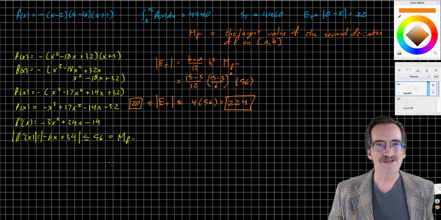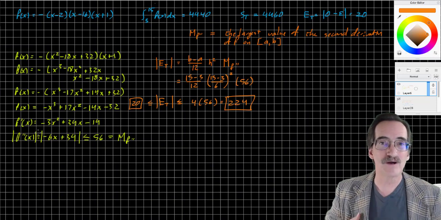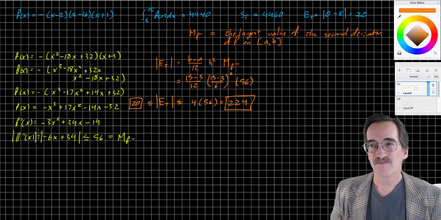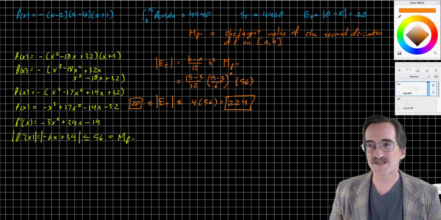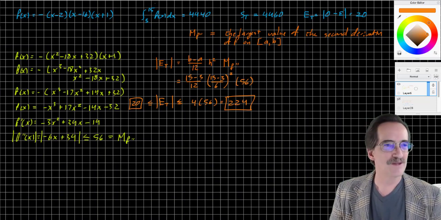Hopefully that helps. That's the second derivative, and if you find the error formula of Simpson's rule, there's a fourth derivative, so that's lots of fun. But if you have trouble finding the maximum or minimum value, try graphing it. You can often make a lot of sense out of it when you graph.